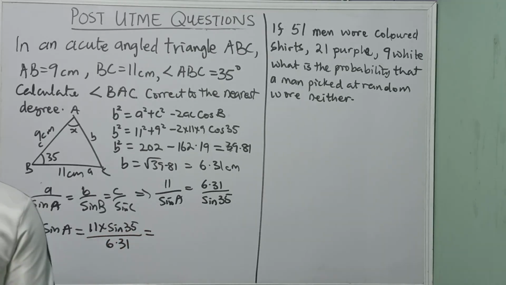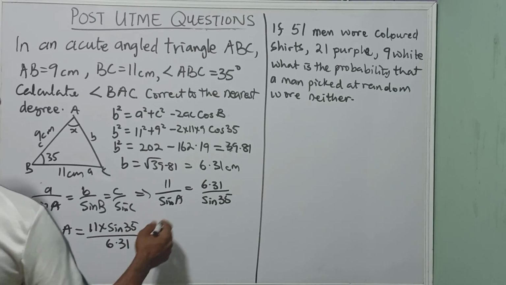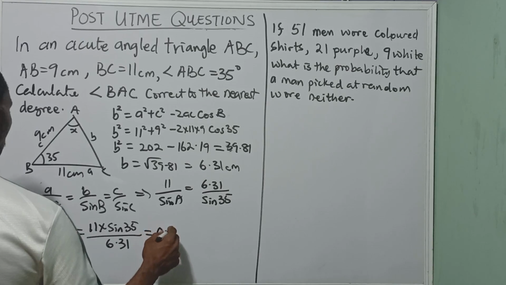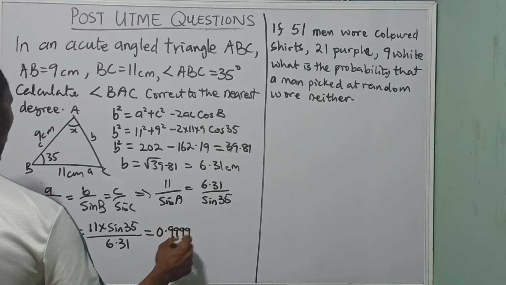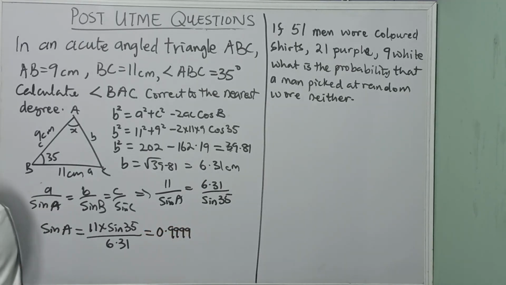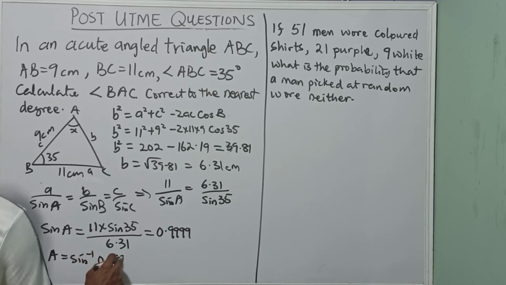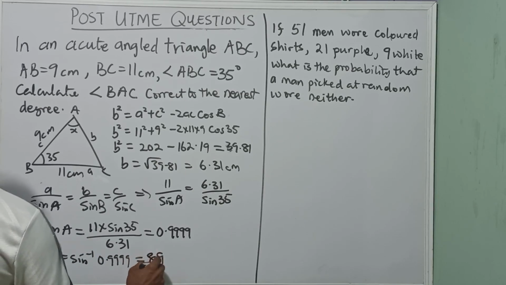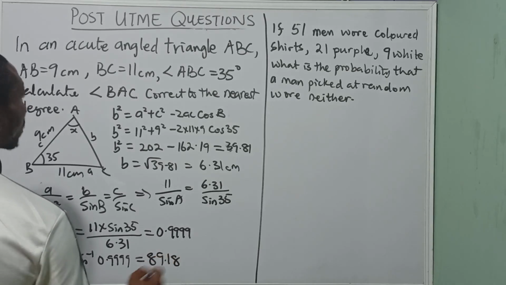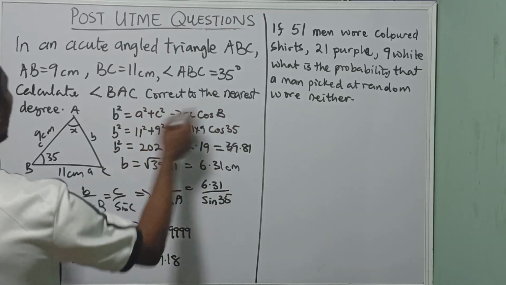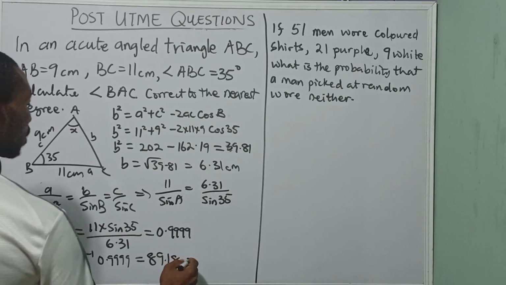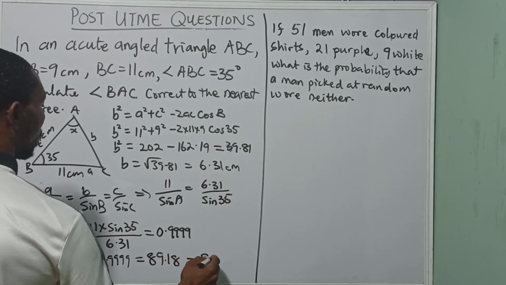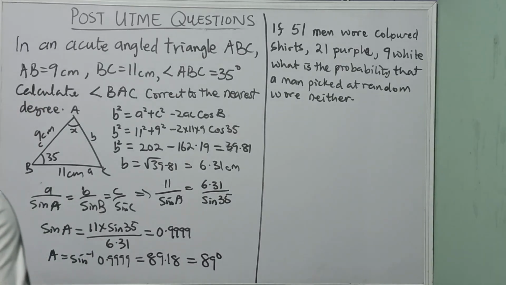Now we have this at the end of the day as sine A equals 0.9999. Now if we do the inverse, A will become sine inverse of 0.9999, which gives us 89.18. Since they said correct to the nearest degree, our nearest degree here will be 89 degrees.